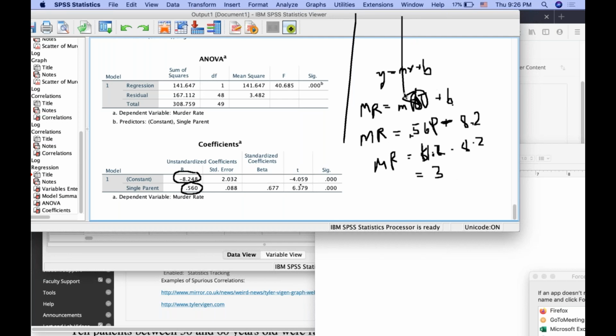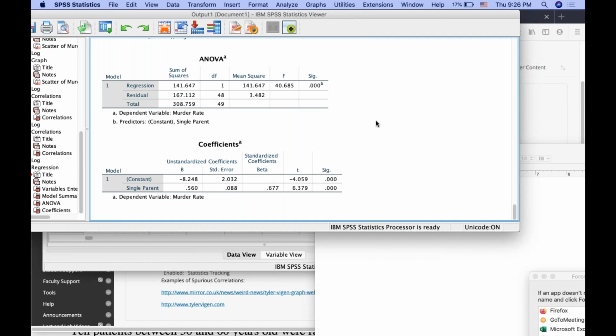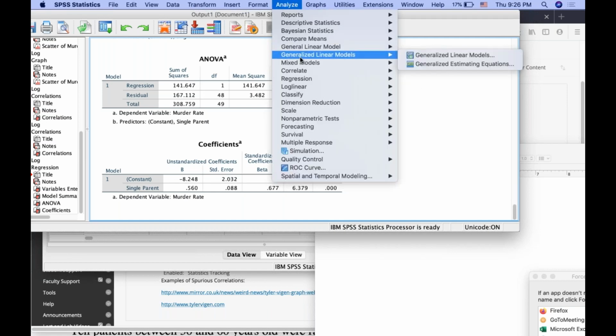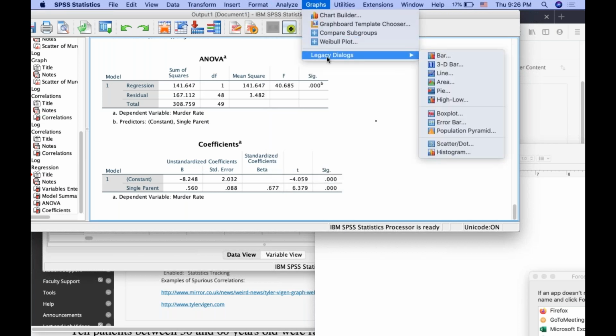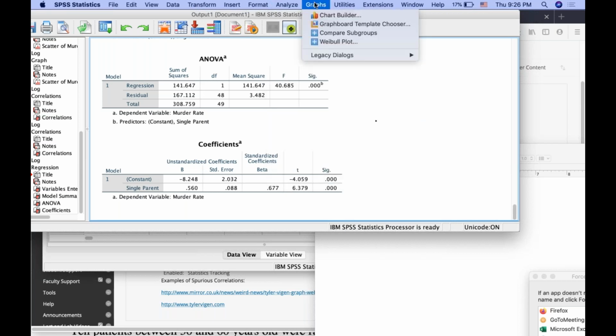Whatever that rate was, 3 per 1,000, 3 per 10,000, or something like that. Let me just take a quick look at the graph for this. Okay, graphs, legacy dialogs.